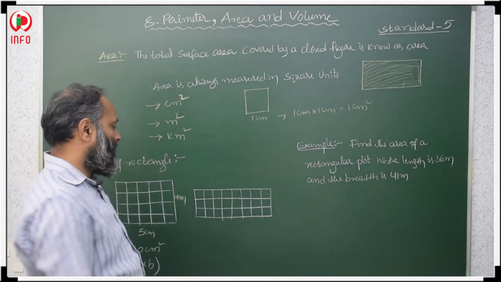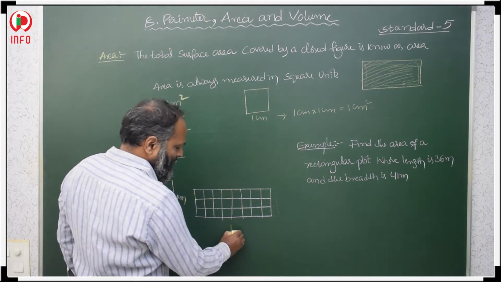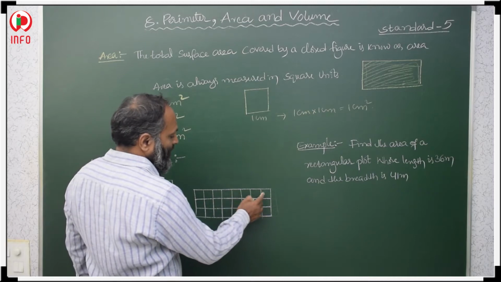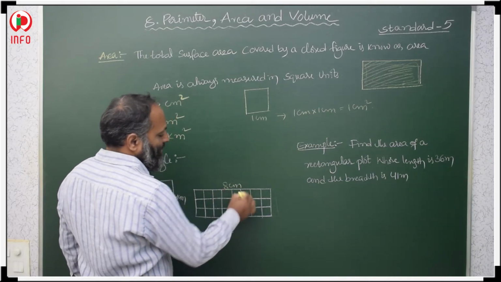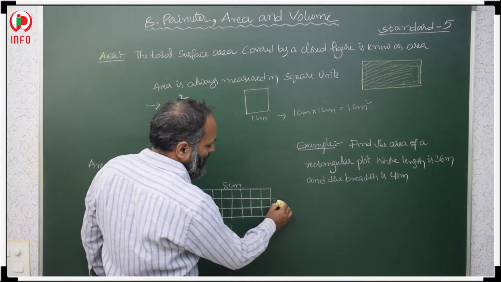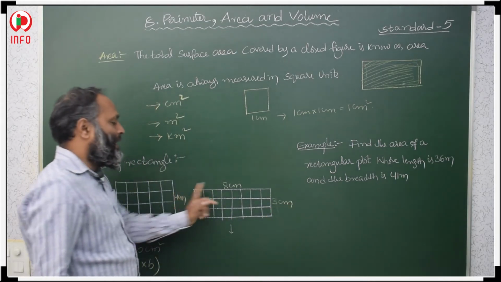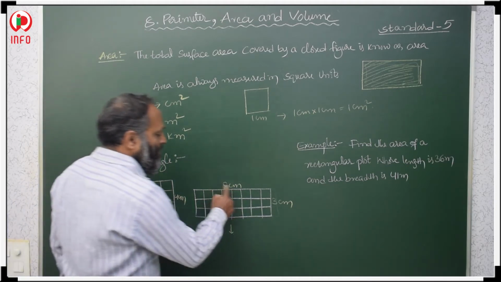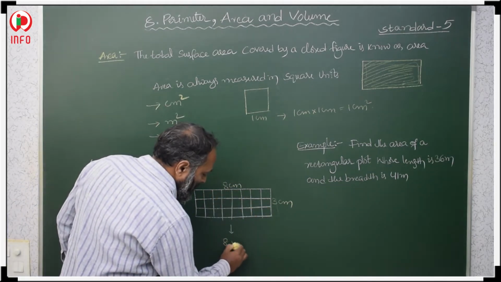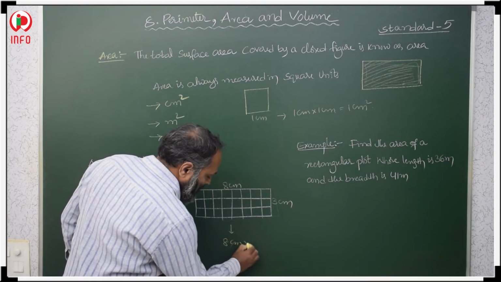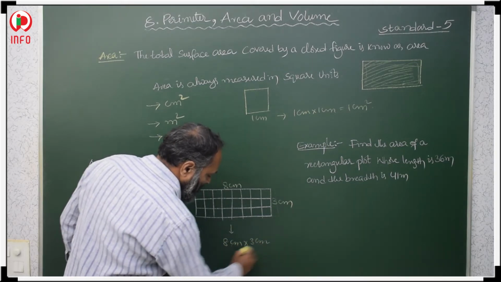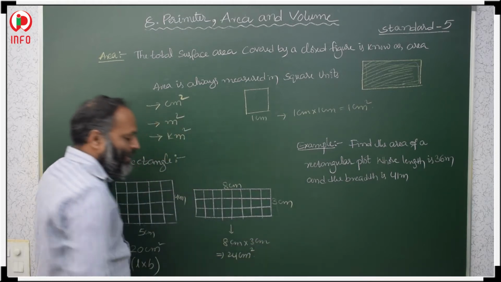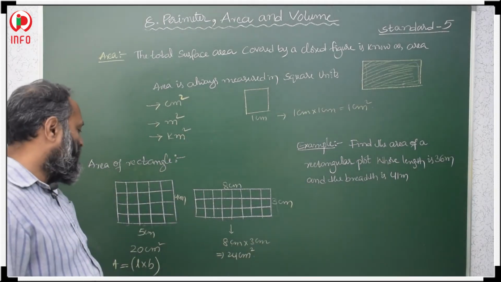Okay. Here also, in this second example, how many centimeters are there here? 1, 2, 3, 4, 5, 6, 7, 8. 8 centimeters. Here how many boxes? 1, 2, 3. 3 boxes, 3 centimeters. Here 8 centimeters and here 3 centimeters. Total how many boxes are there? Just we multiply 8 centimeters into 3 centimeters. 8 threes are 24 centimeter square. Area, no? Centimeter square.